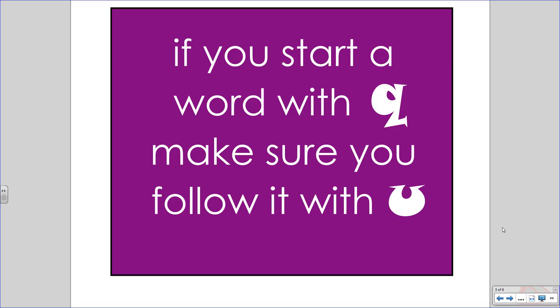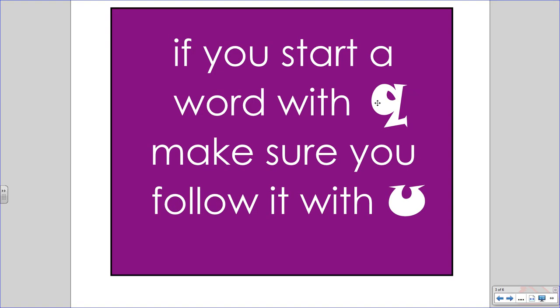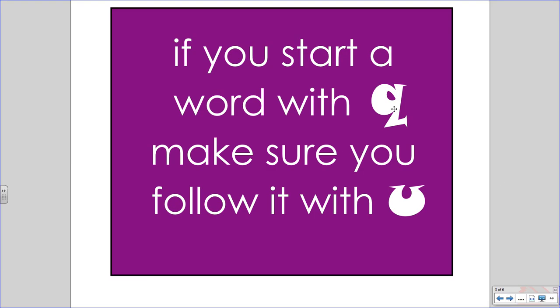If you start a word with Q, make sure you follow it with U. Let's try that again. Q and U, they stick like glue. If you start a word with Q, make sure you follow it with U. Remember that, because you're going to need that information for today's activity.